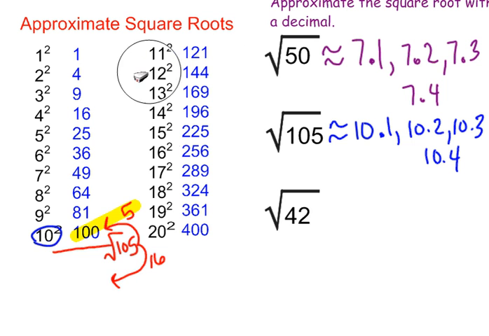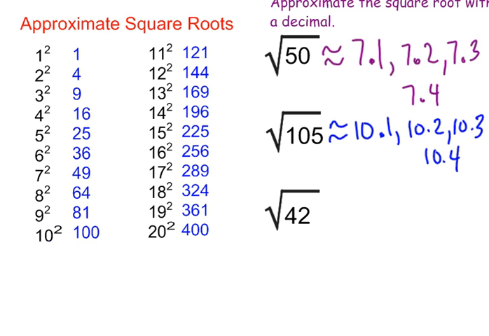Let's try one more of these together. The square root of 42 goes right here. It's between 6 and 7. What kind of numbers are between 6 and 7? Things like 6.8, 6.4, 6.5. So my answer will be 6 point something.